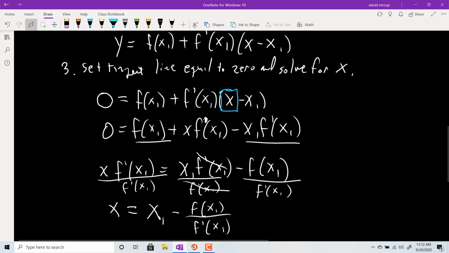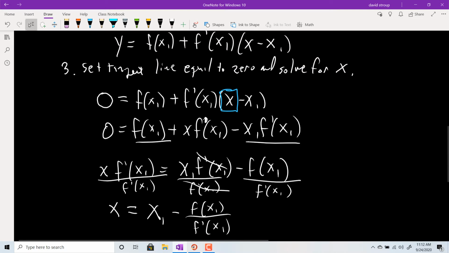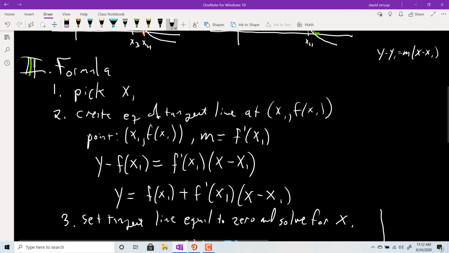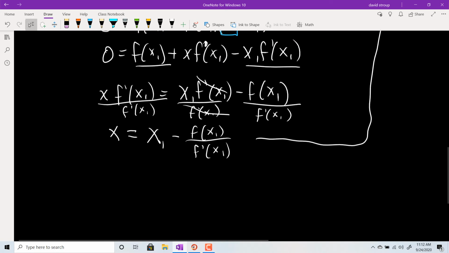Okay. This new x value then, because we know what x1 is, we know f of x1, we know f prime of x1, we'll have a number for that, and that will be our new starting place. Once you get this new x value, you'll go back to the previous step and start all over. So you'll go back to step 2, create an equation of a tangent line there, then set it equal to 0 and solve for a new x, and that will be x3, and so on.